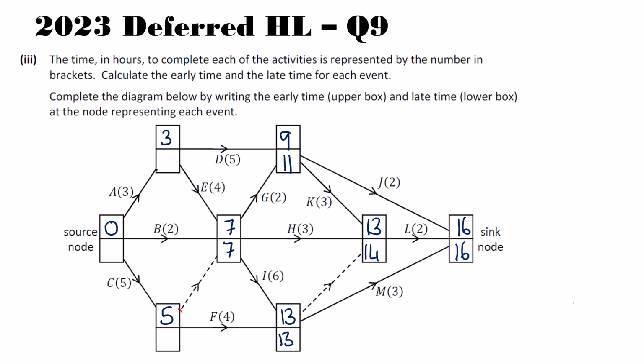Okay, now I'm going to work here. So there are 2 activities coming out of that node. There's a dummy, so that'll stick to 7, and then F, which is 9, so the smallest of those is 7, so I'm going to keep my 7 there.